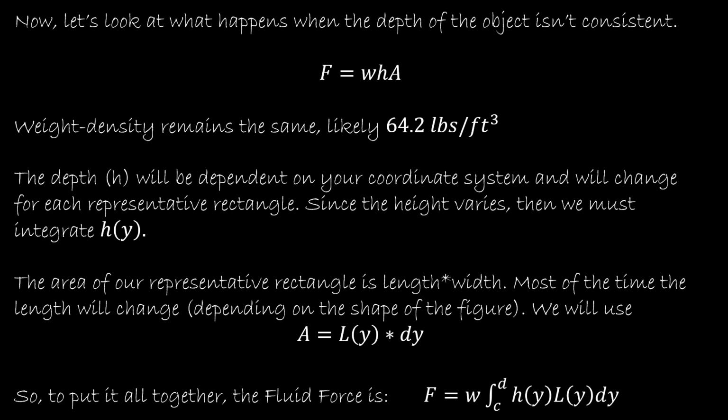Now we need to look at what happens when not everything is consistent. So perhaps the depth of the object isn't consistent, or it's changing because the figure is submerged vertically. The length or width of our figure is changing, again, because instead of having a rectangle like we had before, we might have a figure that looks like this, which is a trapezoid that is being submerged.